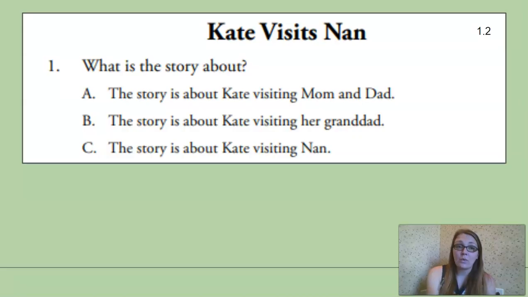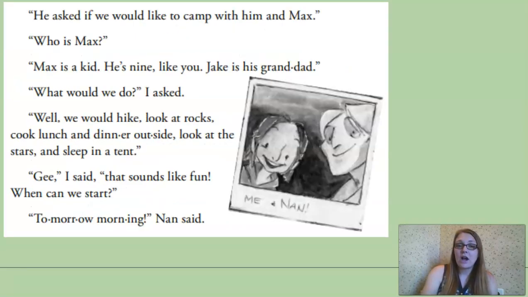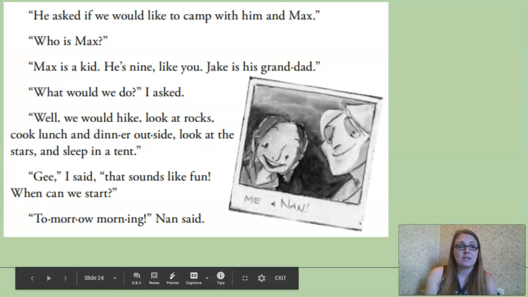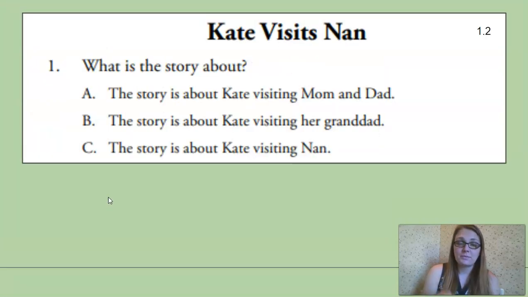Nan lives out west. She's in a cabin. It said that in the beginning it was kind of a dull summer, but by the end they had fun. They were given an offer to go camping with Max and Jake. So they're possibly going to hike, look at rocks, cook outside, sleep in a tent, look at the stars. So by the end of this story, Kate is a lot more excited than she was to begin.